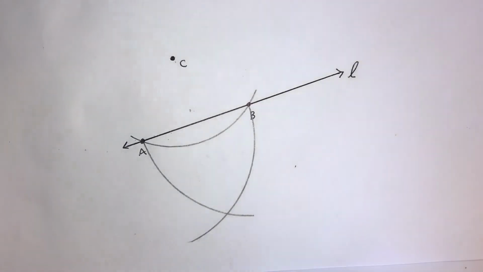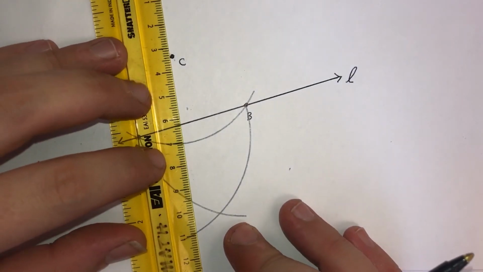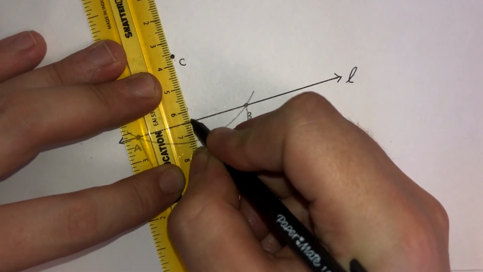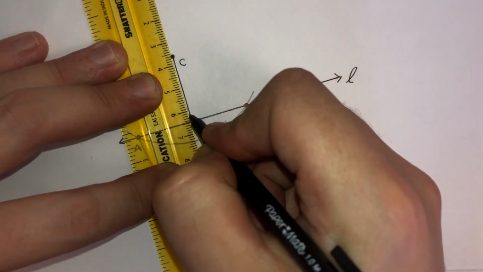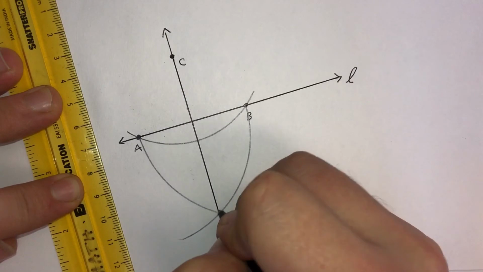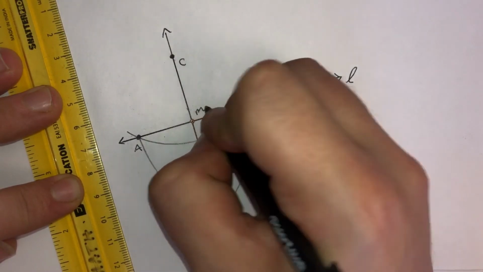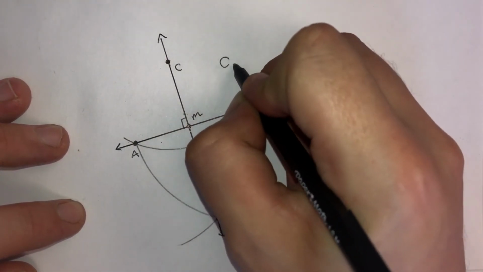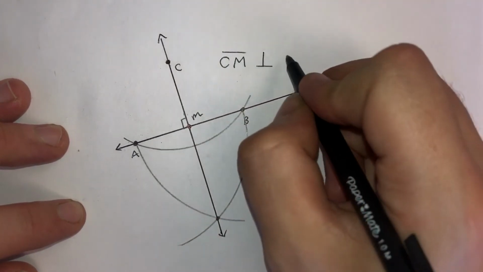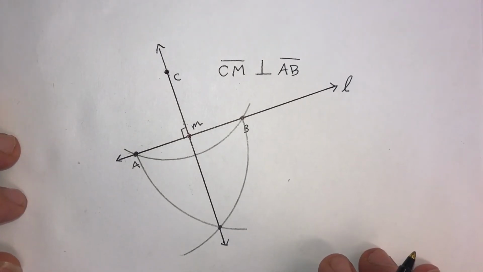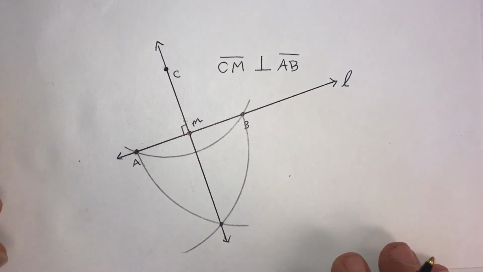All right, and so the midpoint, or rather the perpendicular, is given here. The midpoint of segment AB is where the perpendicular crosses the line. So I'm going to call that point M. Then here's point M. All right, and so I have that segment CM is perpendicular to segment AB. So I've constructed the perpendicular line. Okay, take a look at that for a second.